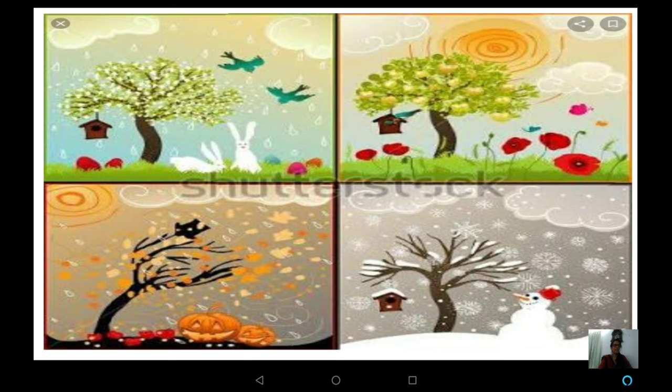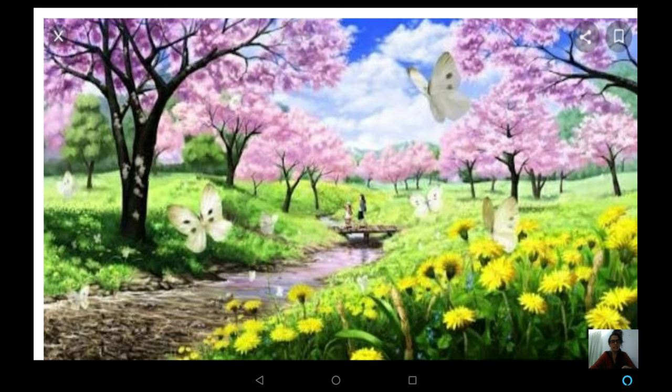So let's read this poem to understand why my favorite season is the spring season. Let's start, students. This is one picture of the spring season. I'm reading out the first two lines of the poem. The first two lines say, how do I know that spring is here? Because the world is full of happiness and cheer.